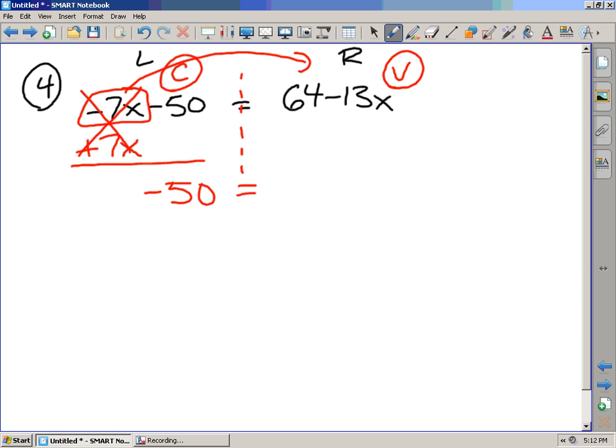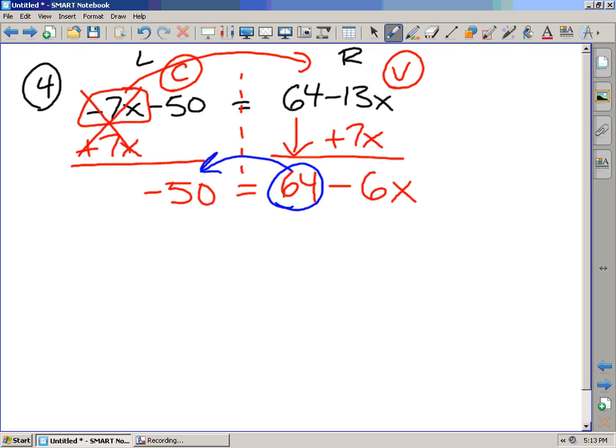On the right side, we need to do the same thing to maintain equality. We carry down the 64, and then we take negative 13 and we add 7, and we get negative 6x. 64 and negative 6x are not like terms, so they cannot be combined. I now need to move the constant 64 to the left side.